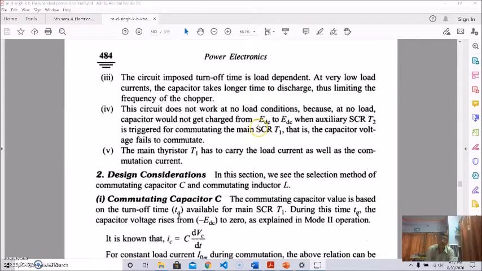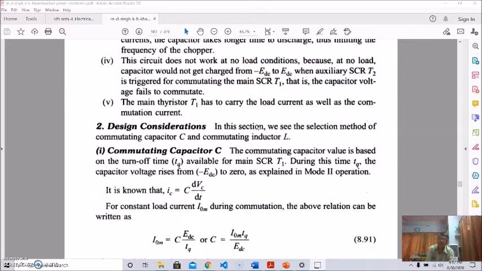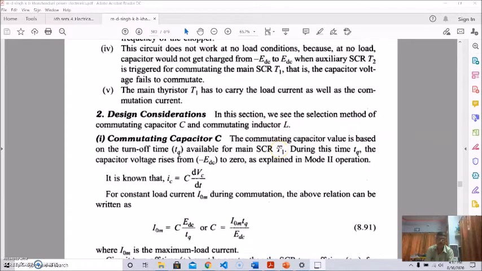So what are the design considerations of this voltage commutated chopper? Basically, we have to select the commutating capacitor and the commutating inductor for the design.